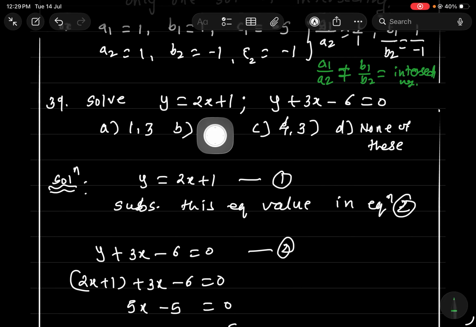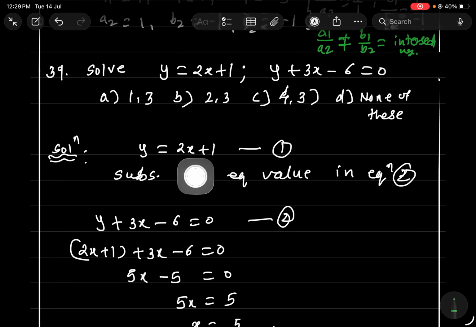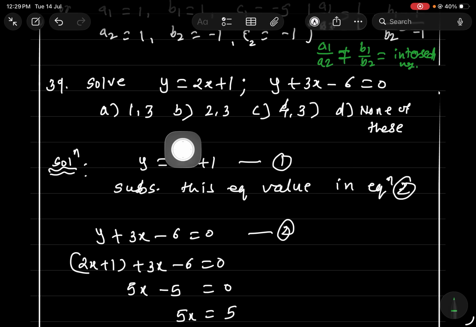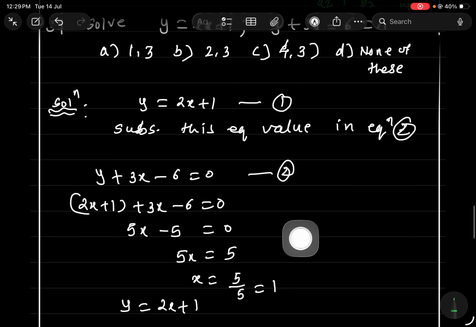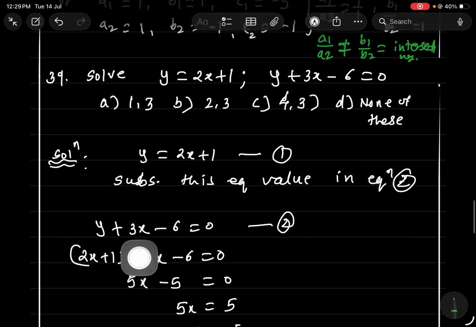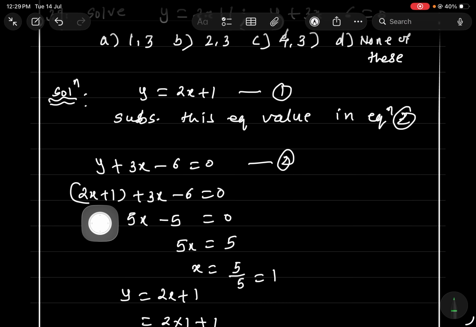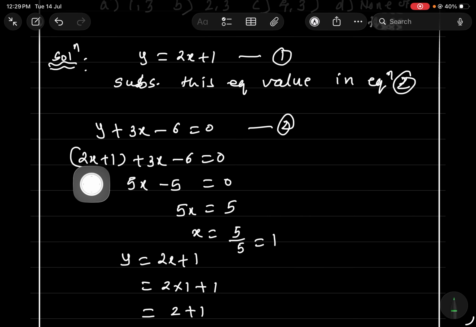Now the next question: solve y equal to 2x plus 1 and y plus 3x minus 6 equal to 0. Here we have to find the solution. The y value is given, so you can substitute it in the second equation. Your second equation is y plus 3x minus 6 equal to 0. Put the value of y, that is 2x plus 1, 3x as it is, minus 6 as it is, equal to 0. So 2x plus 3x is 5x, and 1 minus 6 means minus 5.